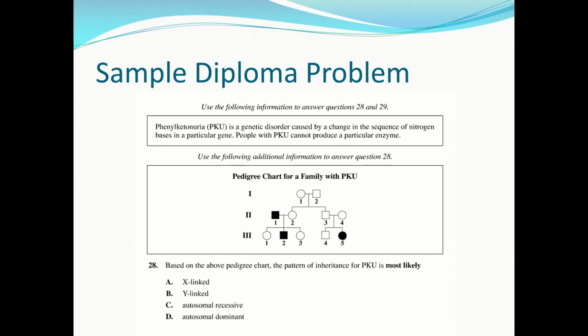So let's move on to the sample diploma question. Based on the pedigree chart, the pattern of inheritance is kind of like that last one we did. Both parents don't have it, but boys and girls get it. It can't be dominant with both parents not having it, right? It has to be recessive. That's a big giveaway. And the fact that boys and girls get it means that it's not sex-linked.